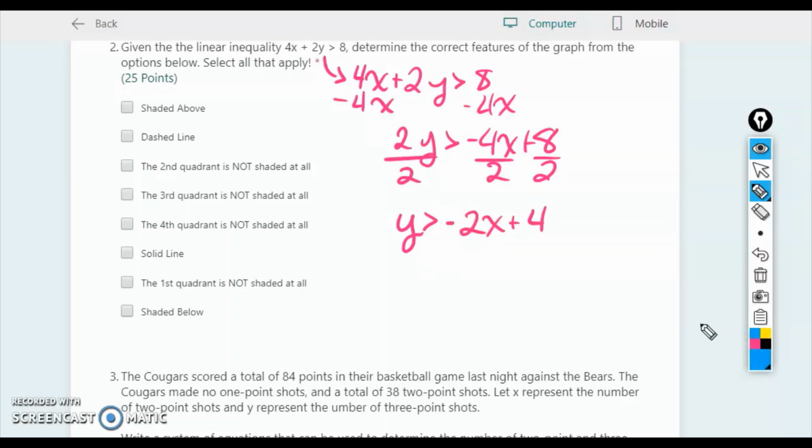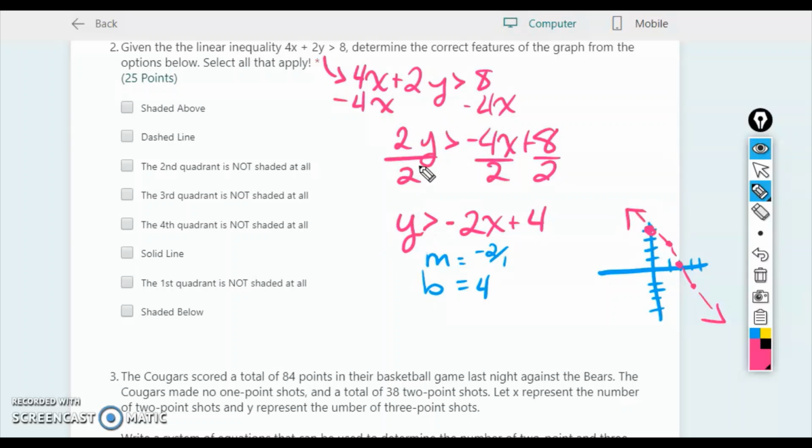So that means my slope is negative 2 over 1, because that's the value in front of x, and my y-intercept is 4. So if I were to graph this, 1, 2, 3, 4, I would start on my y-intercept, which is 4. Let me choose a different color. And then I would go down 2 over 1, down 2 over 1, down 2 over 1. And since this is not or equal to, this is going to be a dashed line. Hopefully yours is straighter than mine.